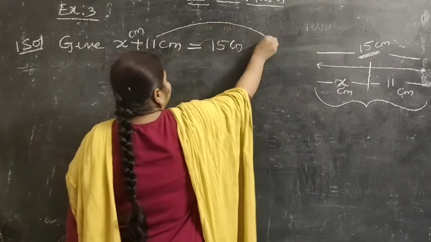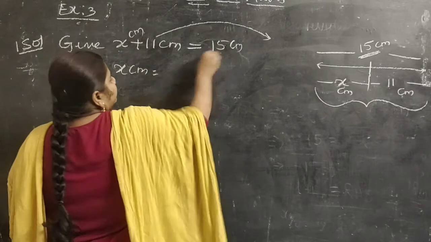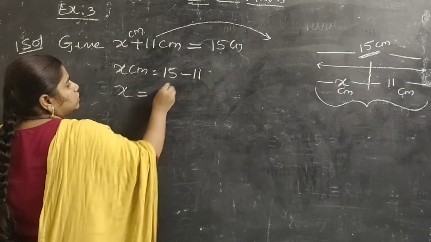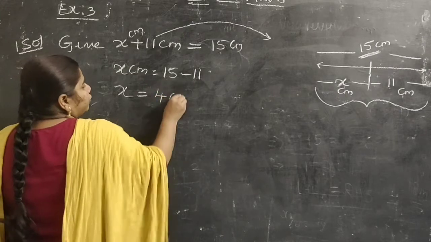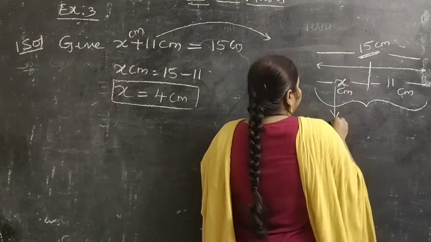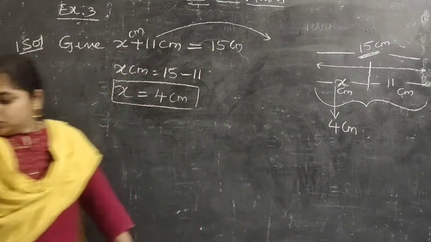So transpose plus 11 to the other side. So x centimeters is equal to 15 minus 11. So x is equal to 15 minus 11, which will be 4 centimeters. So what is the length of x here? x is nothing but 4 centimeters. So next one.